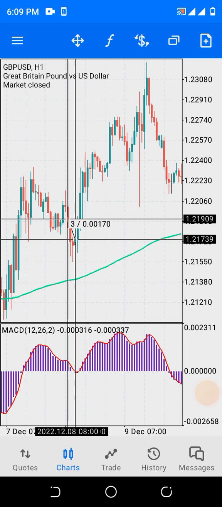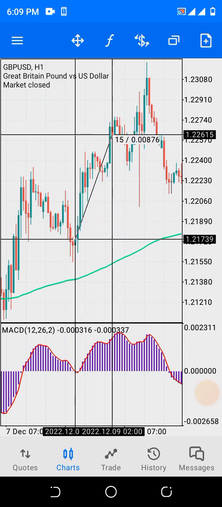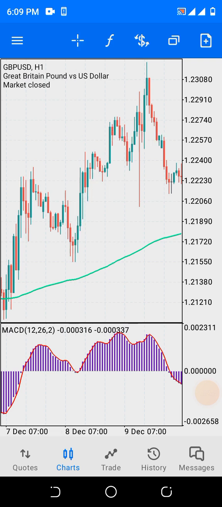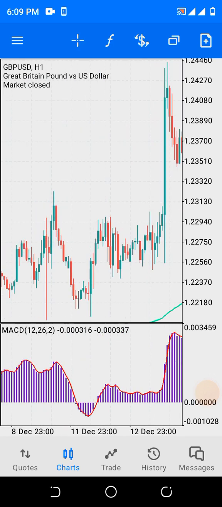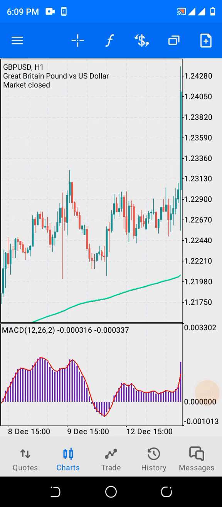So what you need to do is you can trail your what? Stop loss. Do you understand? You can do what? Trail your stop loss. So that is it. Now here is another entry.